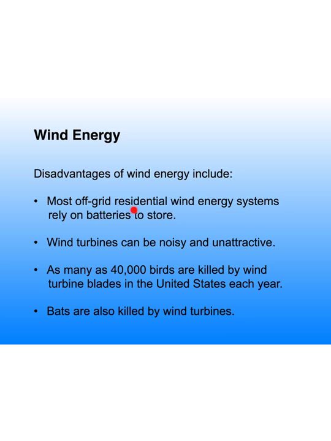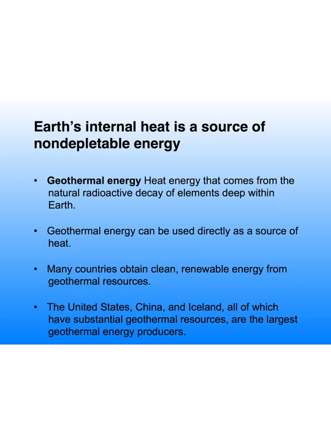Wind energy, here are some disadvantages. You've got to use batteries. That's really the big thing. Noisy, unattractive. So here's the aesthetic thing. As many as 40,000 birds are killed by wind turbines in the U.S. every year. Bats are also thought to be killed by wind turbines. That's why they prefer to work alone, right?